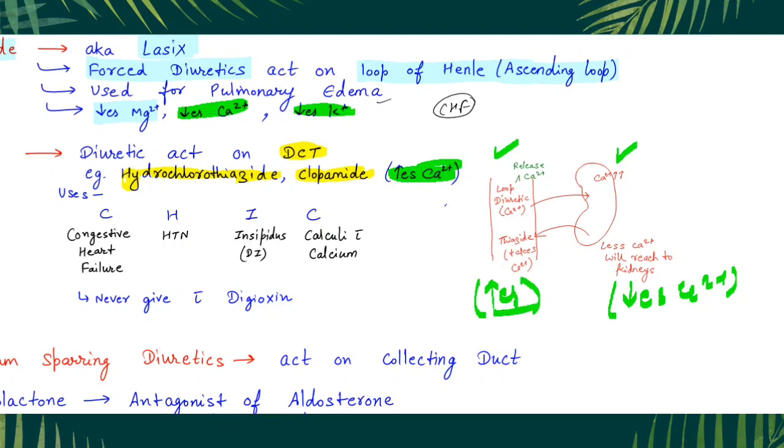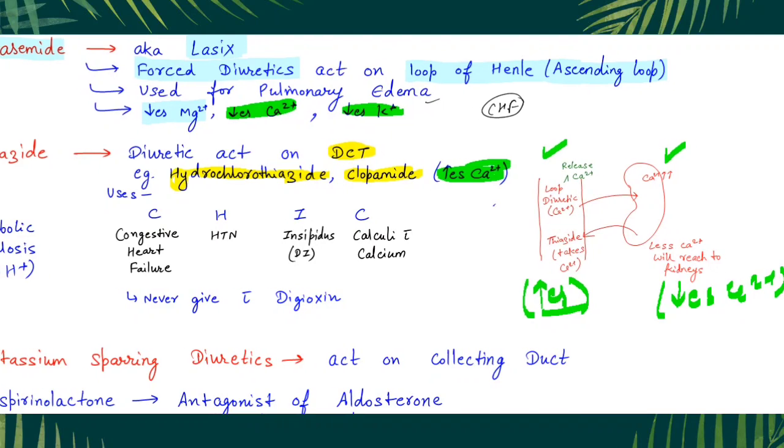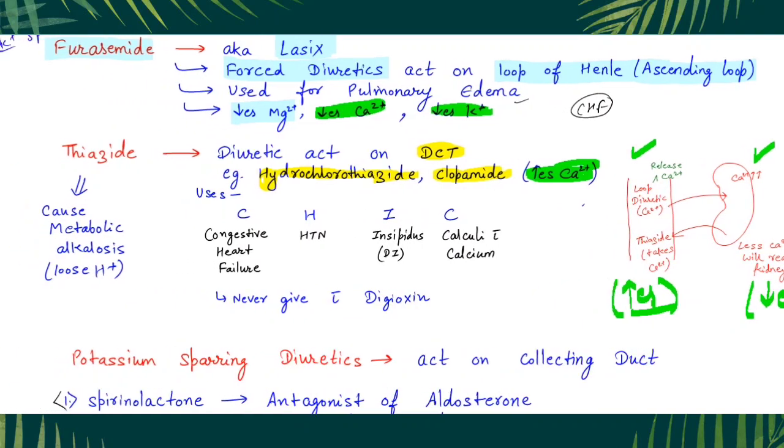Okay. Normally, when we talk about increase or decrease, we are talking about what is present in our blood. So when we say increased calcium or increased phosphorus, we are talking about the blood. Remember the thiazide uses, remember CHIC. C-H-I-C, chick. It means congestive heart failure, hypertension, diabetes insipidus, and calculi with calcium. For these we use hydrochlorothiazide or thiazides.